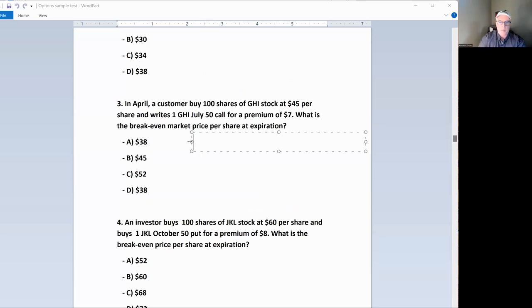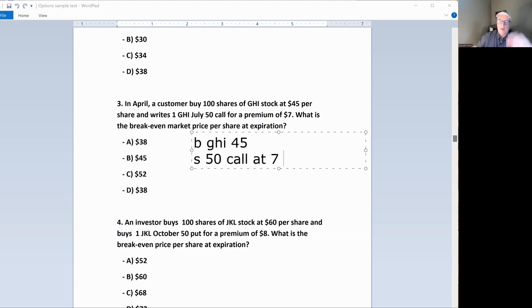We bought GHI at 45, and then we sold a 50 call at 7. Okay, remember, it's stock plus or minus premium, not the strike. So 45, am I adding or subtracting? Well, they're different, so subtracting. 45 minus 7 is 38, right? 38, I break even, and since we bought stock, I am bullish. Boom. Should not be hard. We should be getting this down.